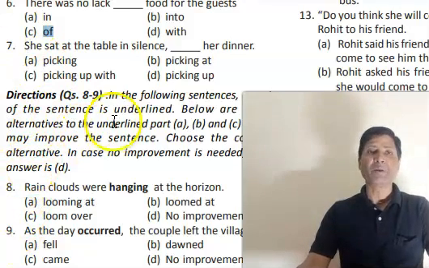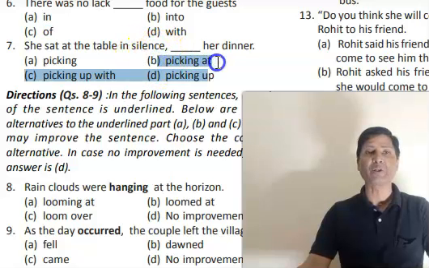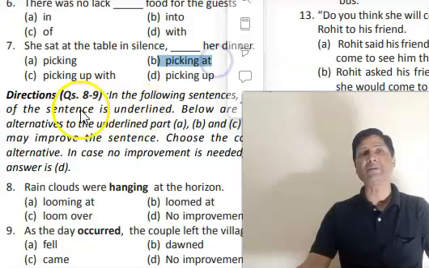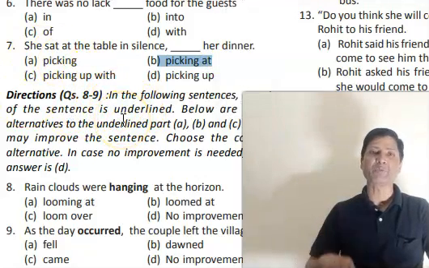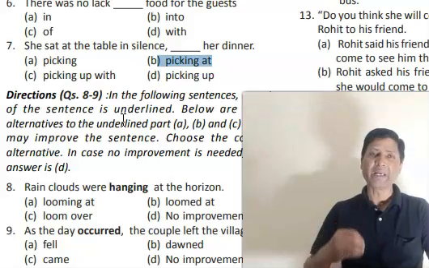The answer will be B. The phrase "picking at" will be the correct answer. Why will it be the correct answer? Because picking at means to eat something slowly. Pick at food or pick at your dinner means to eat something very slowly.